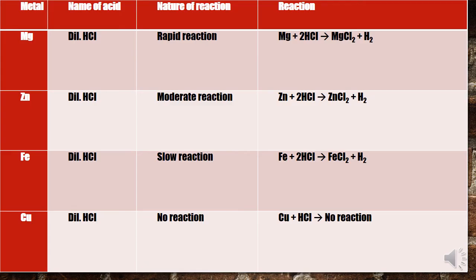Now I'll explain the reaction of metal with dilute acid. Suppose we have magnesium. Magnesium shows rapid reaction with dilute hydrochloric acid and forms magnesium chloride and hydrogen. Zinc shows moderate reaction with dilute hydrochloric acid and forms a salt like zinc chloride and hydrogen. Iron shows very slow reaction with dilute hydrochloric acid and forms FeCl2 plus hydrogen. Copper shows no reaction with dilute hydrochloric acid.